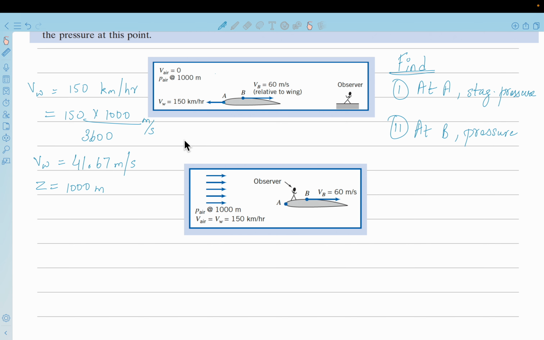So we have to find pressure, and we know velocities. We are using Bernoulli's equation throughout this lecture. Can I apply Bernoulli's equation between A and B, or let's say between some location in the free stream and so on? Can we use Bernoulli's equation, and if we can, why?